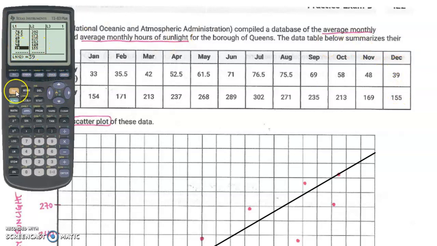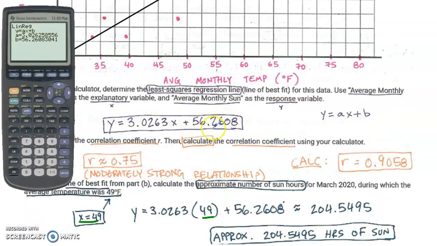Great. Now what I want you to do is go to Stat, and then go to Calc, and then go down to LinReg. That's the one I was talking about before, linear regression. When you press enter, you get 3.02625, etc., and then 56.2608. That was the answer that we got here.